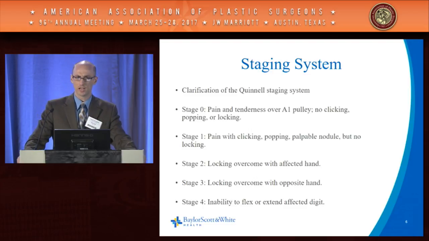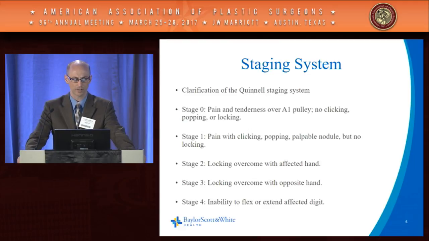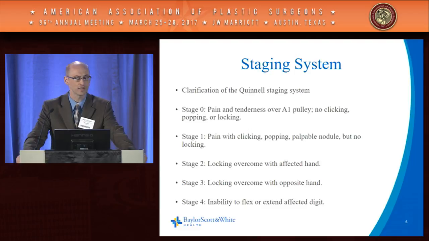The staging system that we utilized is one that's commonly cited and used in literature, the Quinnell staging system. We did clarify the stages with very slight modification just to improve precision and maximize inter-rater reliability. It's a 5-stage system. Stage 0 consists of pain and tenderness over the A1 pulley. There's no clicking, popping, or locking. Stage 1 is pain with clicking, popping, or a palpable nodule, but no locking. Stage 2 is locking overcome with the affected hand. Stage 3 is locking overcome with the opposite hand. And Stage 4 is an inability to flex or extend the affected digit.